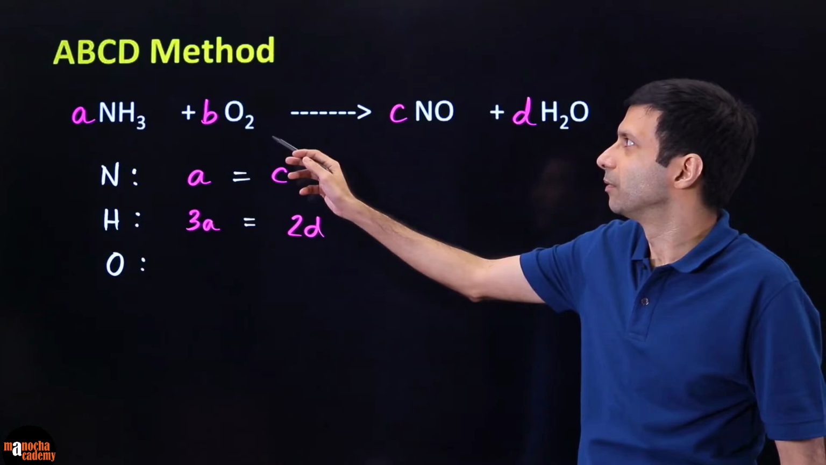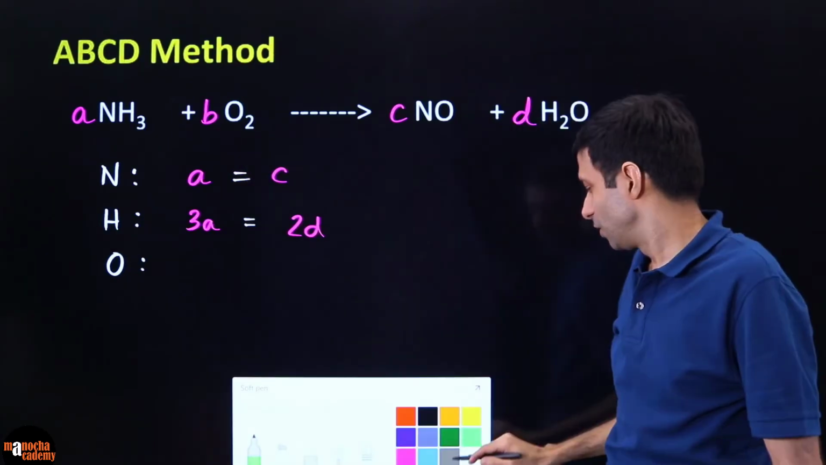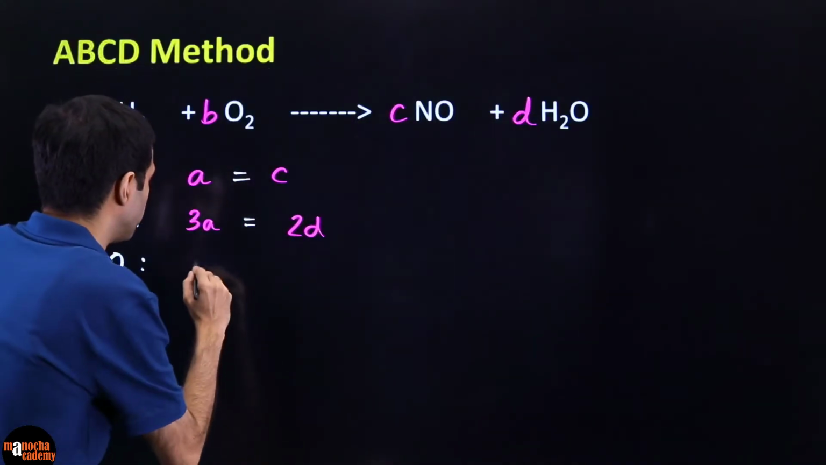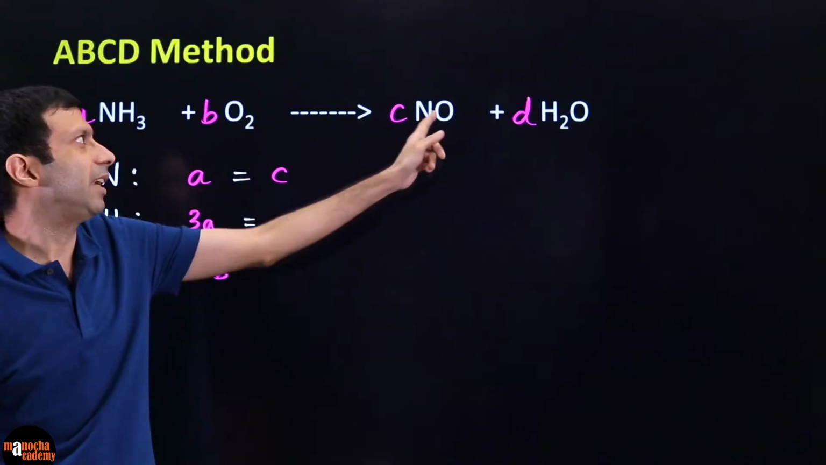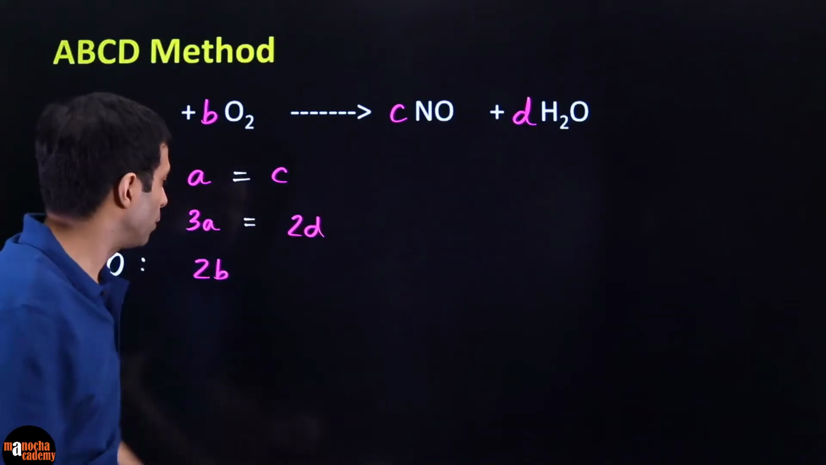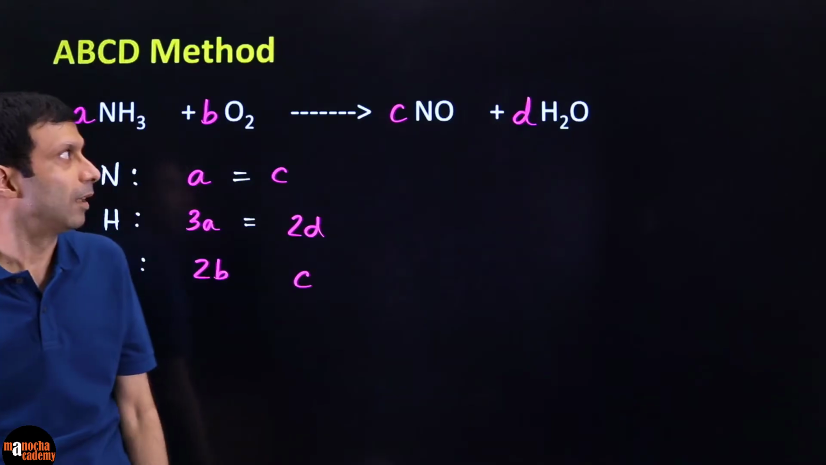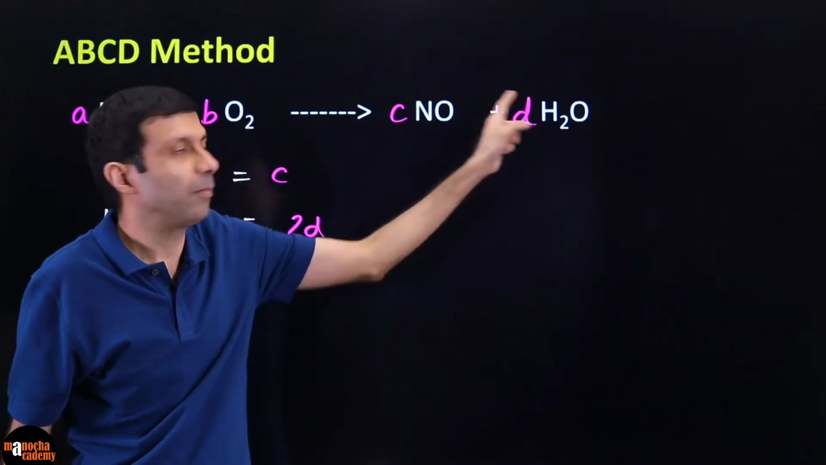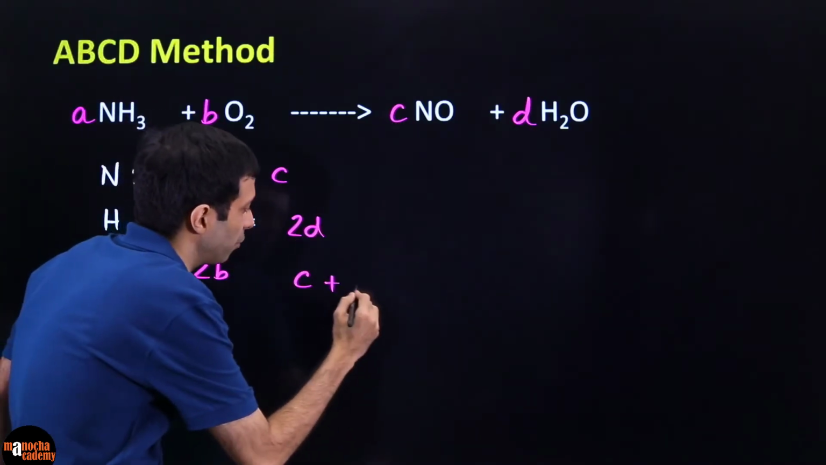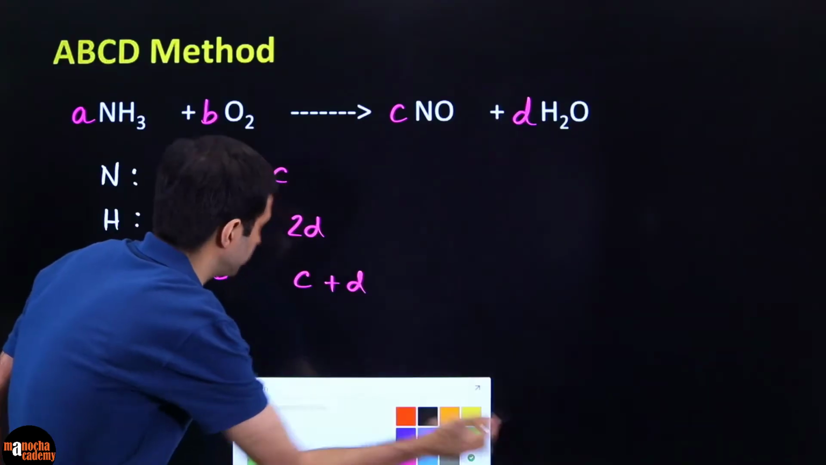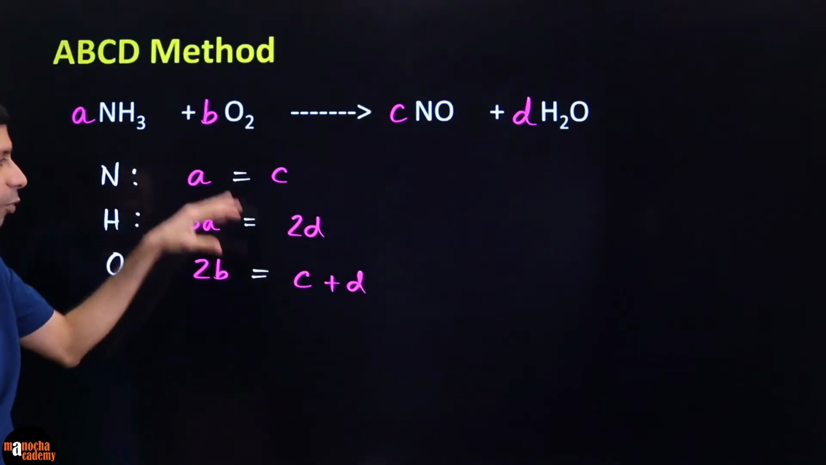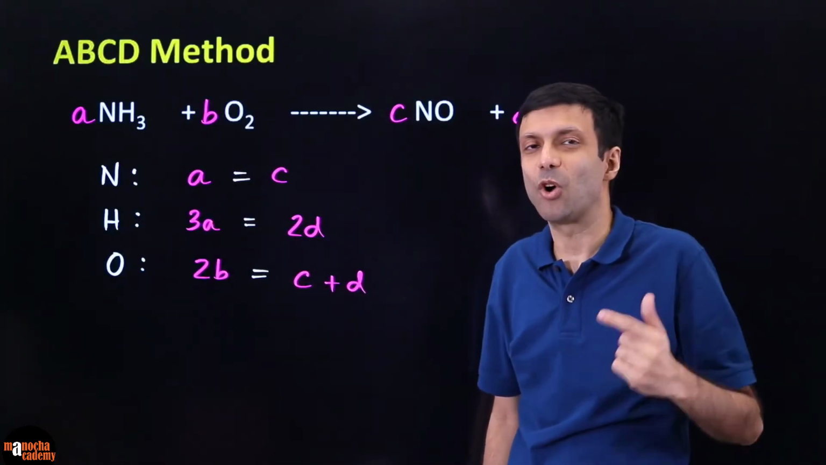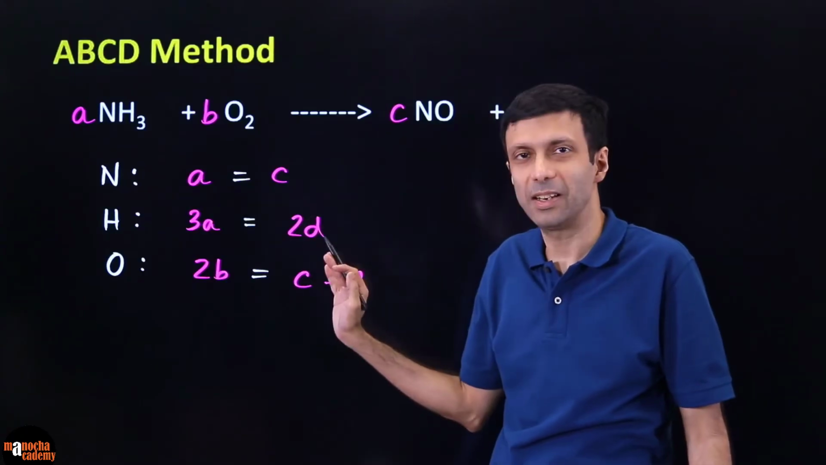What do we have for oxygen? O2 times B. So for oxygen, there are 2B atoms of oxygen on the left. How many on the right, guys? C times 1. C times 1. So is that it? Is that correct? But there is oxygen in water also. 1 times D. So it is having C plus D. So be careful, on the right there is C plus D. So can you see these are the 3 equations we have got based on the number of atoms of each and every element. Is this clear till here?